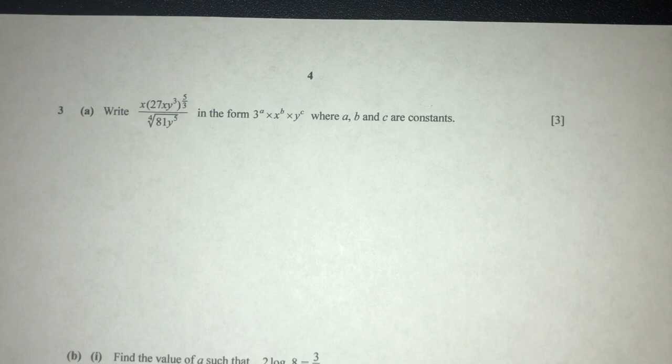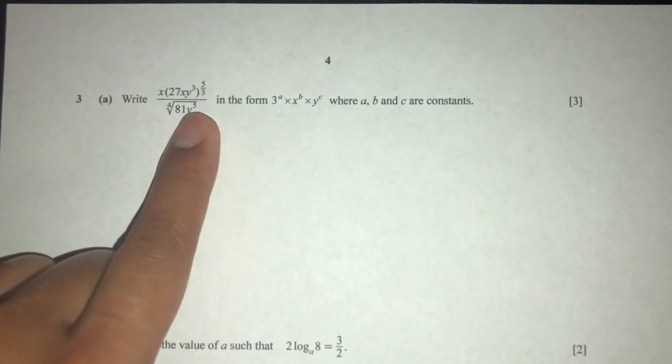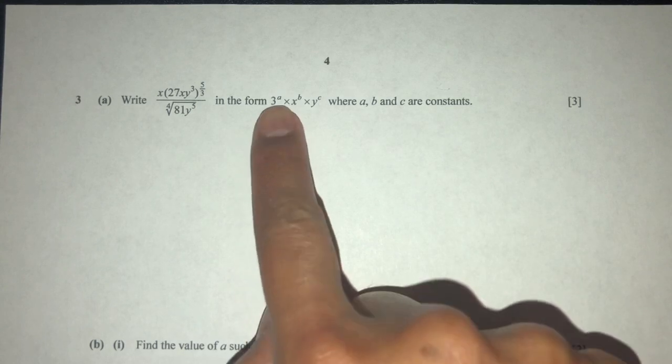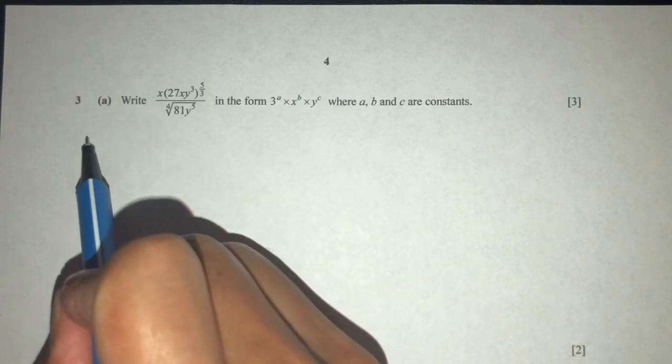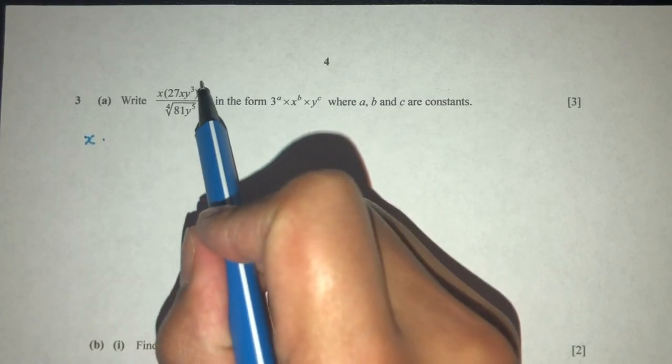Now let's move on to question number 3. So we have to write down this in the form of this, where a and b are constants. So the idea here is we just have to simplify this and then find the values of a, b, and c. So step by step, right? So here we have x is x. Here we have 27, but here we have power 5 over 3.